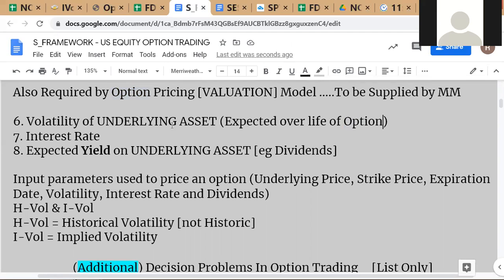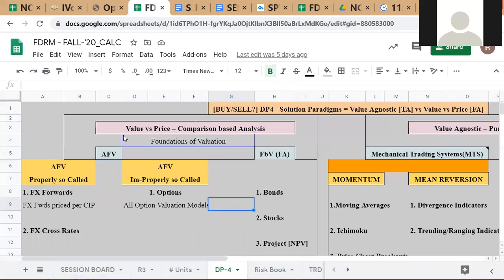And what is this vol? This is what is expected over the life of the option. So there should be two more 'the's here, which I've not put in. So what is expected over the life of the option, all right? So this is what we are entering in this particular field. The vol input is the vol that is expected over the life of the option. We'll come to understand later what this is.